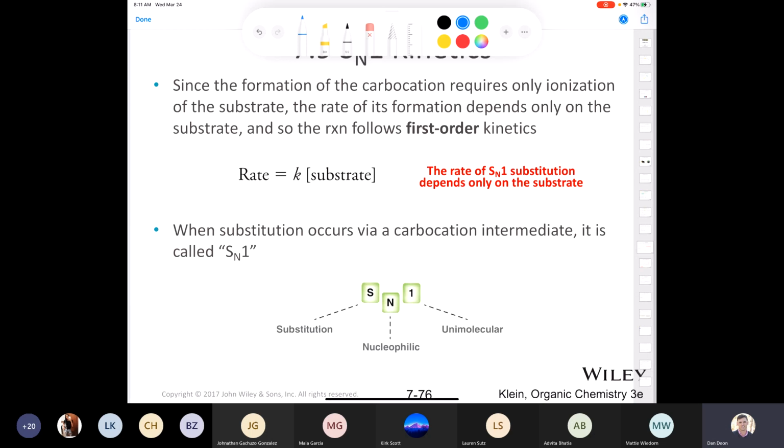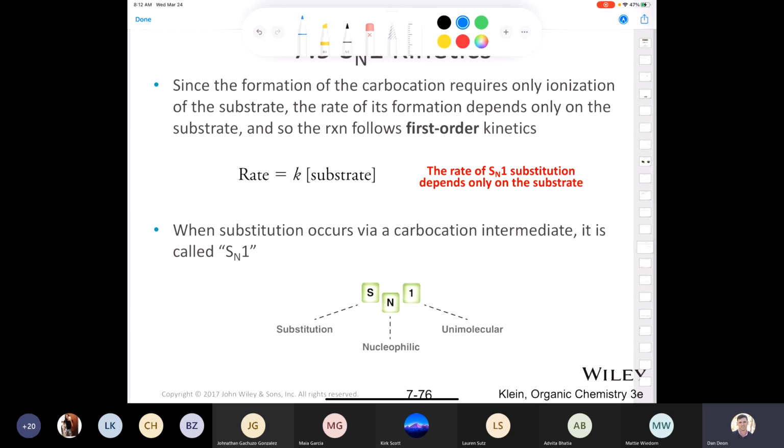Okay, since the formation of that carbocation only depends on the ionization, the rate of its formation is going to follow first order kinetics, right? So you've got to understand that an SN2 reaction follows second order kinetics, and then an SN1 reaction follows first order kinetics. It's going to be really important that you understand that, because it's going to come up again and again in organic chemistry.